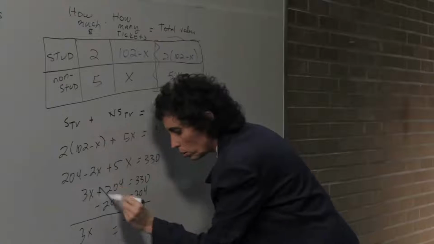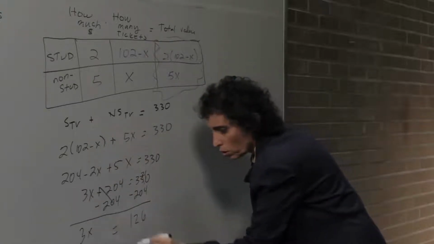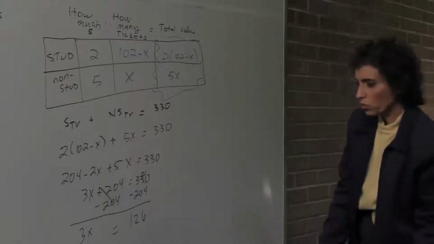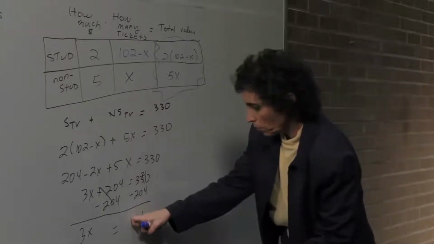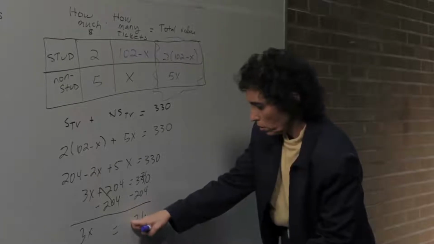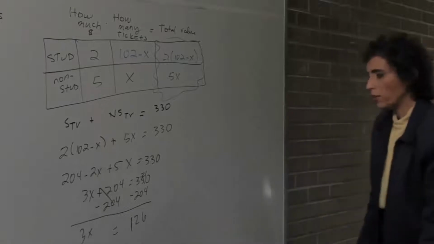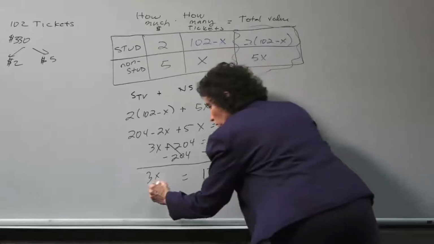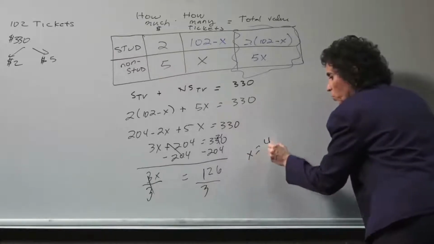3X equals 126. No, that can't be right. What am I doing? Okay, hold on. Oh, that is right. 126. That's 204, 330. Oh, yeah, that is right. Sorry. 126 divided by 3. Divide by 3. X equals 42.